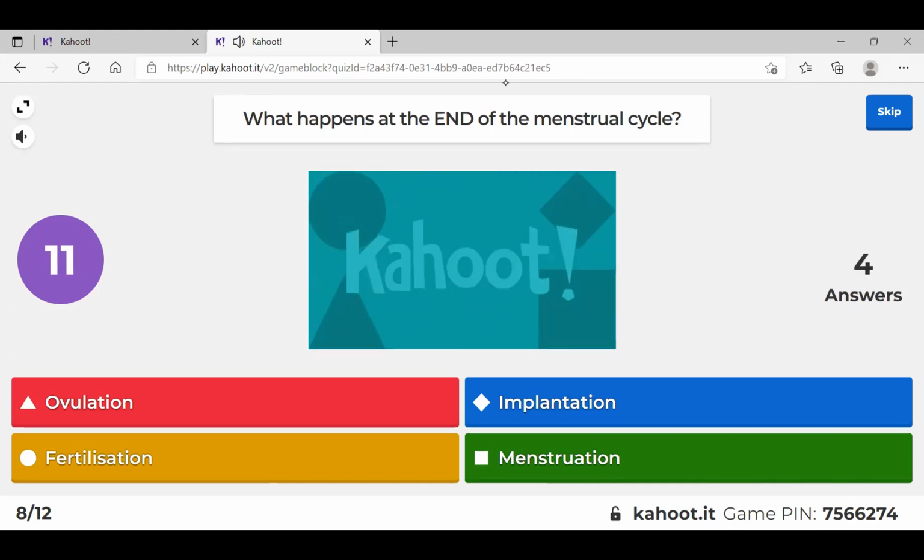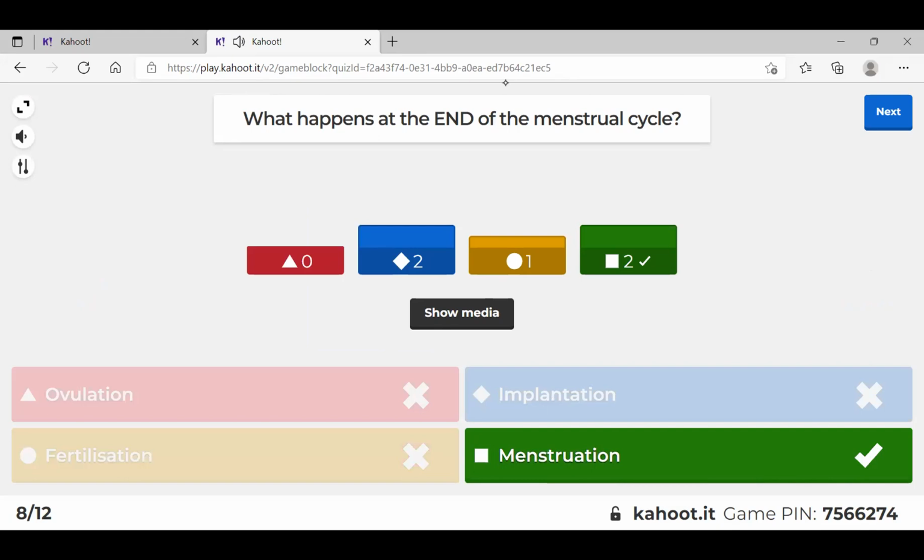Just all wrong. Oh, no, wait. I messed it up. Miss, what is embryo? Let's go. Why did I? Isn't menstruation at the start? No, it prepares for menstruation by the end of it. So what happens at the end of the menstrual cycle? Okay, not the ovulation, not implantation, not fertilization.